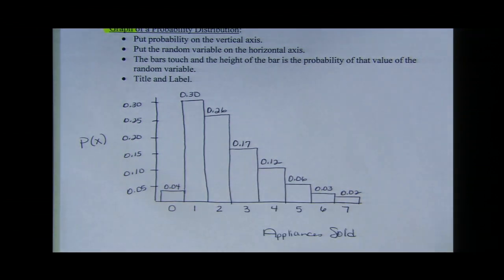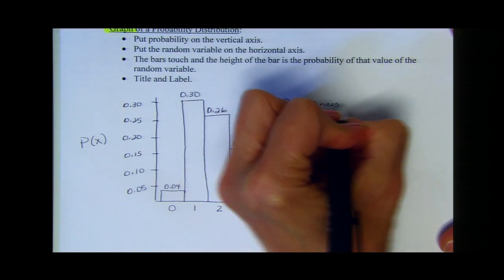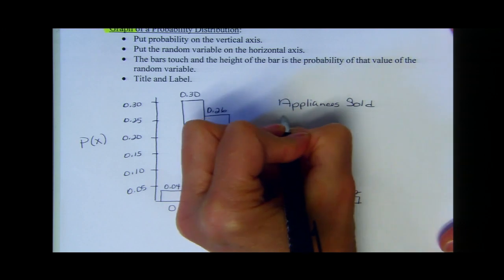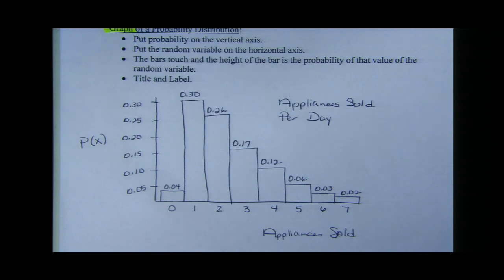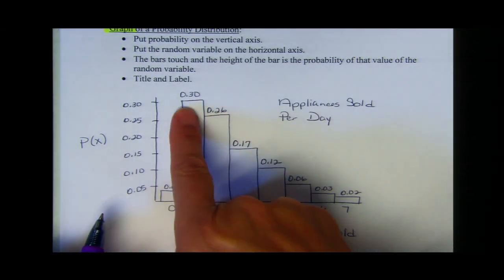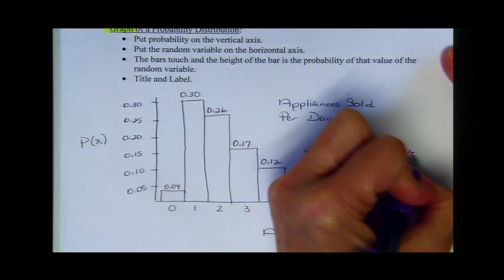And then I need to title, which might be appliances sold per day. Now, if you knew the name of the store, like Sears or whatnot, you'd want to add that, but we weren't given that. Now, this is a histogram. Do you remember we talked about the different distribution shapes of the histogram? We had symmetrical, uniform or rectangular, skewed left, skewed right, and bimodal. So if I asked what is the distribution shape of this particular graph, well, this one's pretty obvious. It goes off to the right, so this would be skewed right.